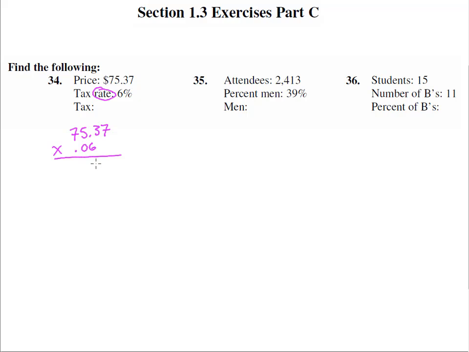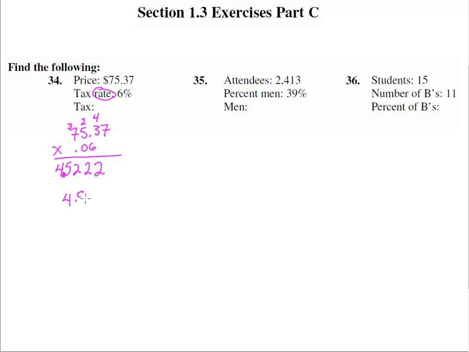6 times 7 is 42, carry the 4. 6 times 3 is 18, plus 4 is 22, carry the 2. 6 times 5 is 30, plus 2 is 32, carry a 3. And 6 times 7 is 42, plus 3 is 45. 4, 5, 2, 2, 2. We have 2 decimal places right here and 2 up here. That's 4 decimal places. That's 1, 2, 3, 4.